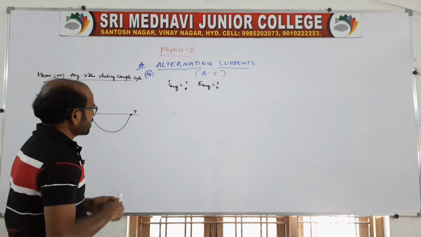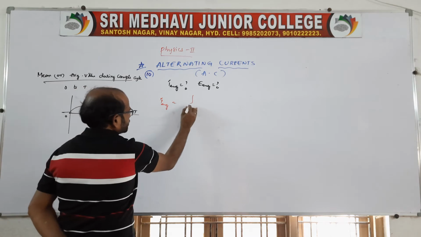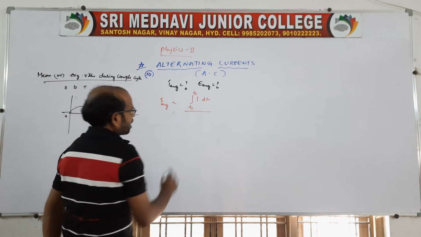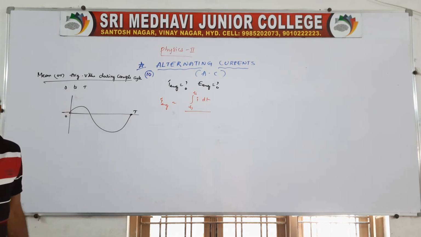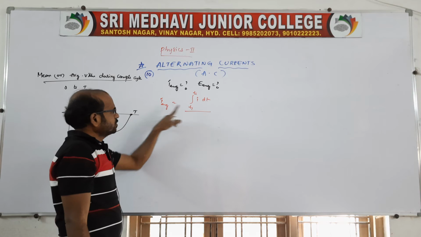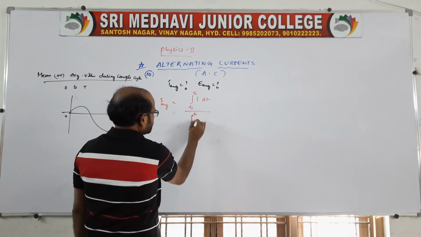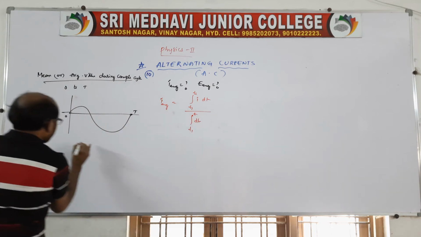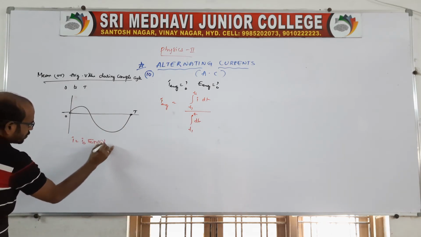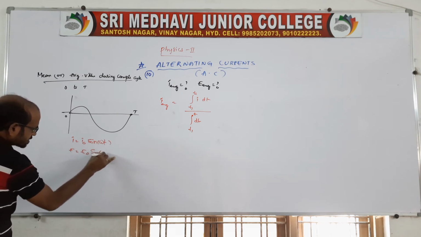So here the average value is asked, no? There will be a formula: average value is equal to the integral from t1 to t2 of f of t dt. Here, the value we should take, because we are finding the average value of current, you write as I dt, integral from t1 to t2, dt. So we know I is equal to I naught sin omega t, or if you want to calculate the E value, you write like this.